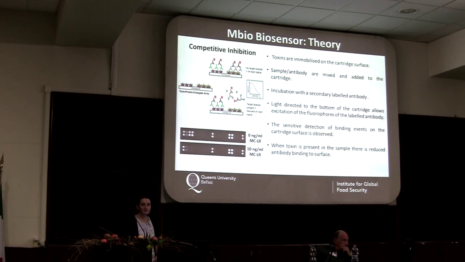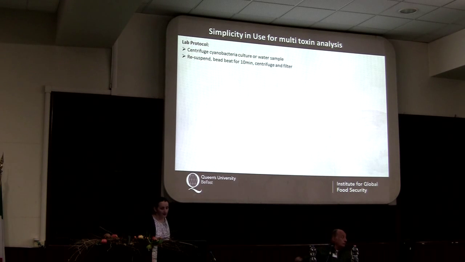And it works on the same type of principle as competitive inhibition. So what we tend to do is we immobilize our toxins onto the cartridge. The sample and antibody are mixed and added to the cartridge. There's an incubation with a secondary labelled antibody, and light is directed to the bottom of the cartridge to allow the excitation of the fluorophores on the labelled antibody. The sensitive detection of binding events on the cartridge is observed, and when toxin is present in the sample, there's reduced antibody binding to the surface. So when you have no toxin, and then when you have toxin in your sample, in this particular case, just to show the difference. So simplicity in use for multi-toxin analysis.